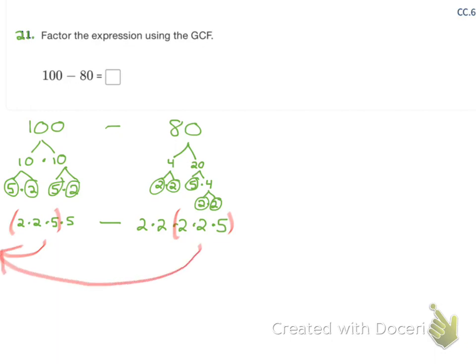Okay, so in the front, we're going to write 2 times 2 times 5. That's what we pulled out. In the parentheses, we're left with whatever is left here. So 5 minus, oops, 2 times 2.